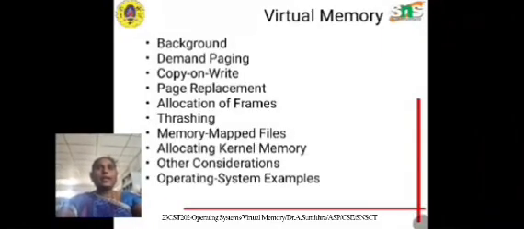I am Dr. Sumitra, an associate professor from the Department of Computer Science and Engineering. I am here to present to you about virtual memory in operating systems.